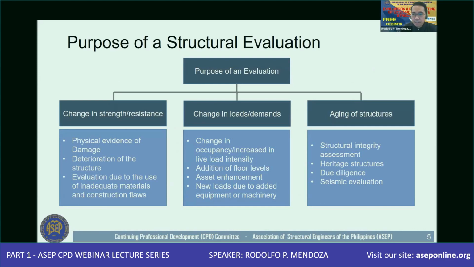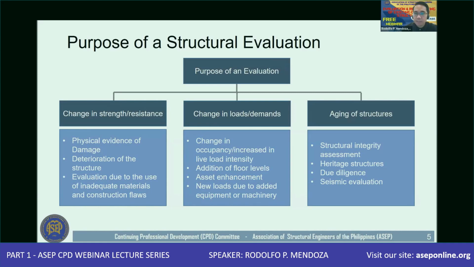But there are several reasons why we conduct structural evaluations. And in this slide, I categorize these different purposes of structural evaluation into three. The first one being the change in resistance or change in strength. So we conduct a structural evaluation because there is a change in the capacity of the structure. There is a change in the intended capacity of the structure. Now, we also conduct a structural evaluation because there is a change in loads or structural demands.